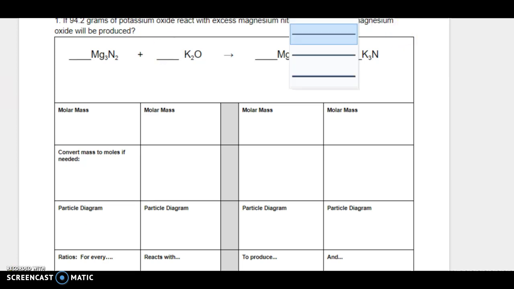How about green? Sure. Okay, all right, so if 94.2 grams of potassium oxide react with excess magnesium nitride, what mass of magnesium oxide will be produced? Okay. All right, so we have our equation to start with.